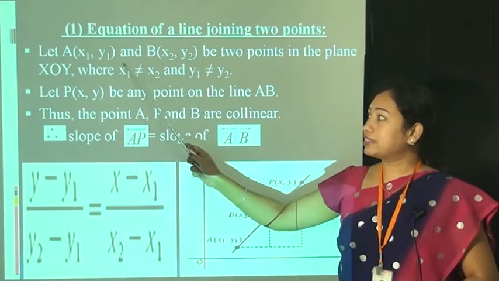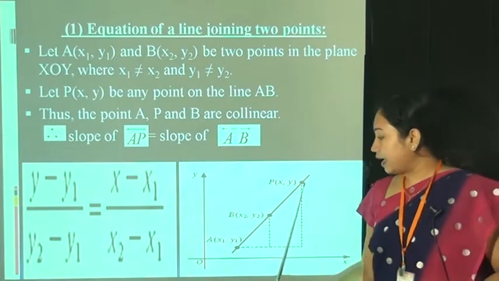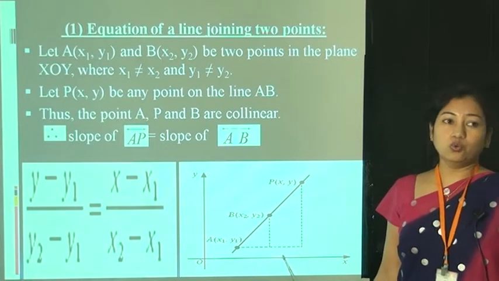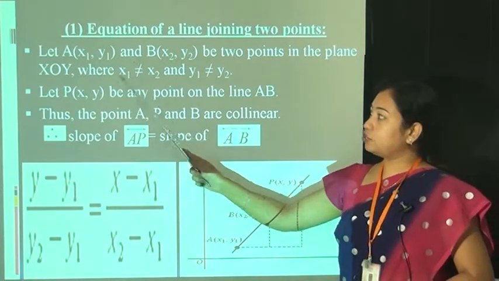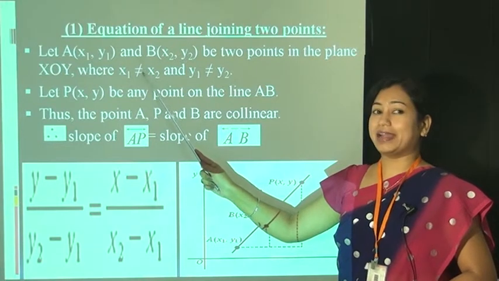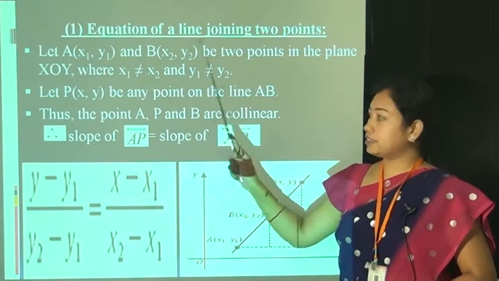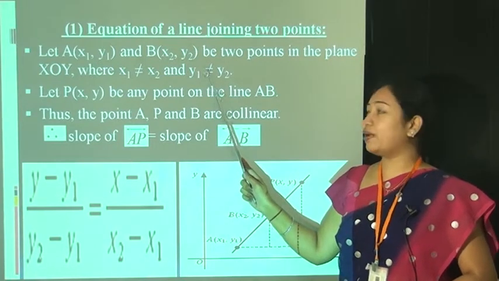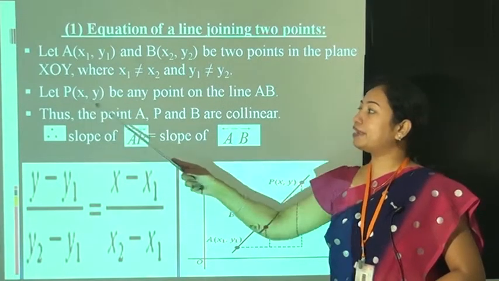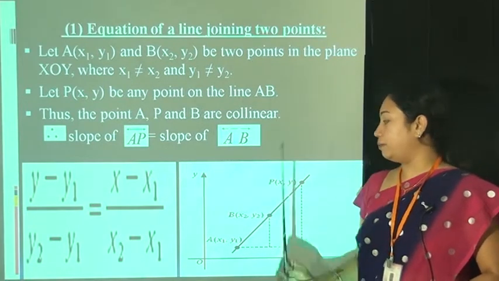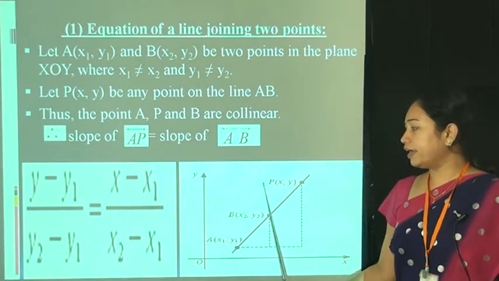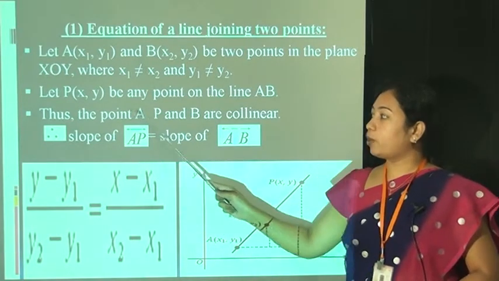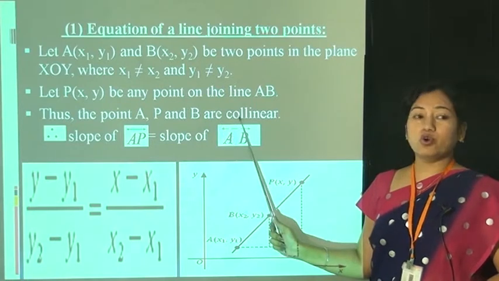That means this line is not parallel to the y-axis and this line is not parallel to the x-axis. Here this condition shows that this line is not parallel to the y-axis and this condition shows that this line is not parallel to the x-axis. Now let P(x, y) be any point on the line AB. So we take another random point P whose coordinates are x and y. Thus the points A, P and B are collinear.